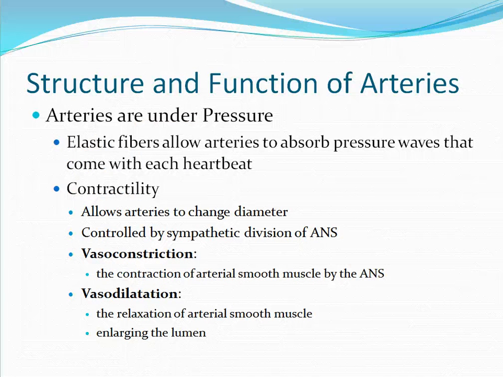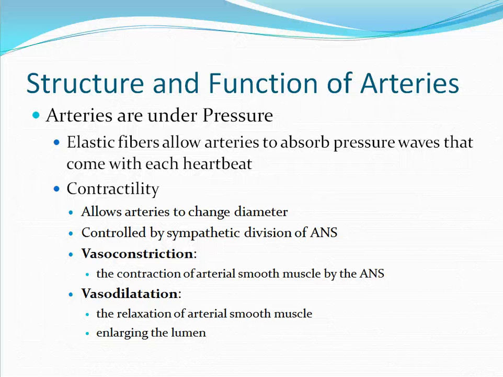We will look at the structure and function of the various vessels, beginning with the arteries. Arteries are vessels that are under extreme pressure. The elastic fibers that are found in the walls of the arteries allow them to absorb pressure waves that come with each heartbeat. Arteries also exhibit contractility. This function allows arteries to change their diameter. Contractility is controlled by the sympathetic division of the autonomic nervous system.